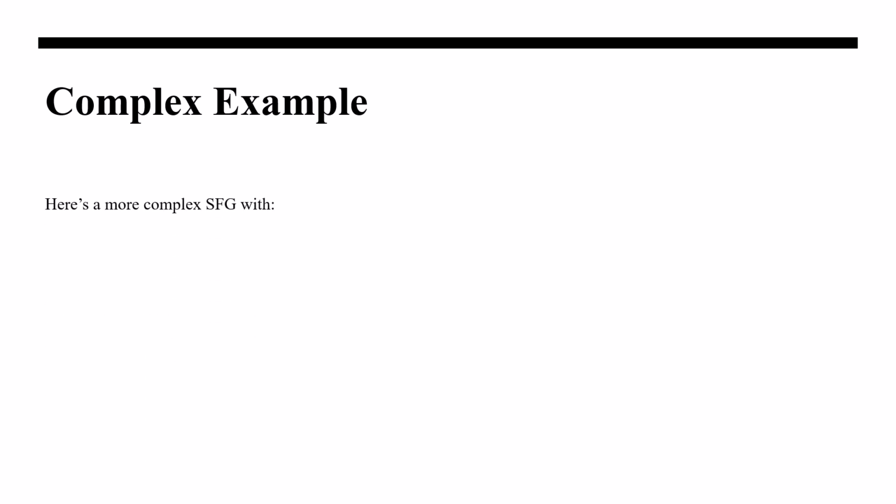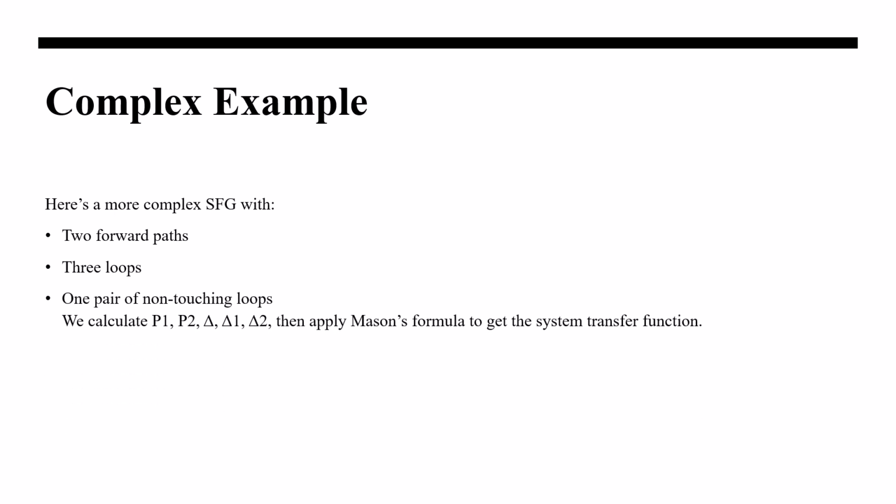The next is a complex example. Let's take another example with 2 forward paths, 3 loops, and 1 pair of non-touching loops. Here we can calculate P1 and P2, the total forward paths, and the loops, and the total delta. Delta 1 and delta 2 are related to the non-touching loops. Then you can apply everything in the Mason-Gain formula and get the result.